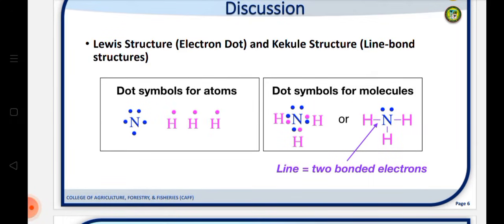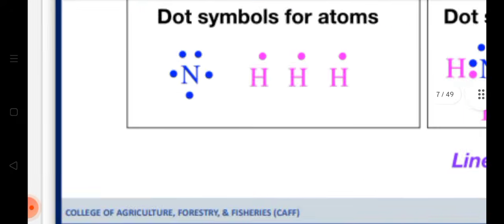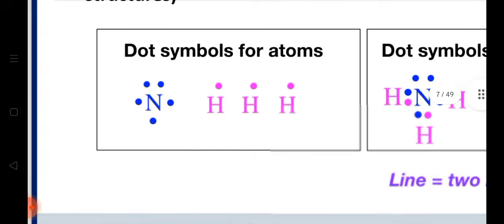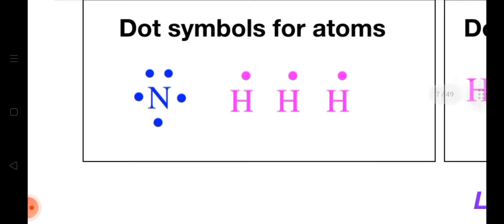All right. So we have here the Lewis structure or electron dot structure and the Kekule structure or line bond structure. As you can see, our example is NH3 or ammonia. Here at nitrogen, look at this blue one. At nitrogen, there are 5 dots, meaning the outermost electron or valence electron is 5.